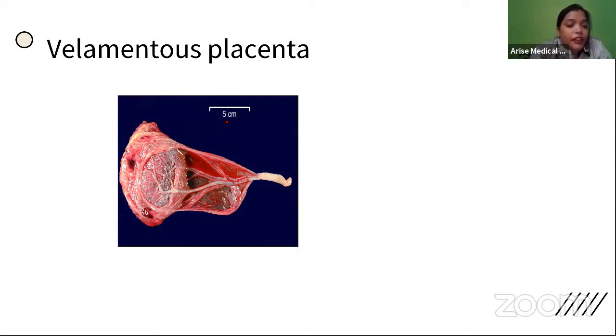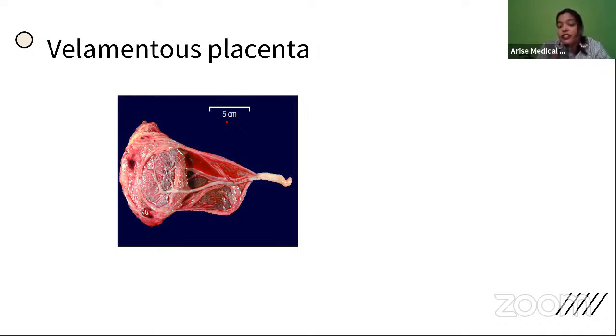Velamentous placenta. When do we call velamentous placenta? When the cord is attached to the membranes, you call it velamentous placenta. What is the risk associated with velamentous placenta? It can lead to fetal hemorrhage. This is the placentation which can lead to fetal hemorrhage. The rest all placentations lead to maternal hemorrhage.